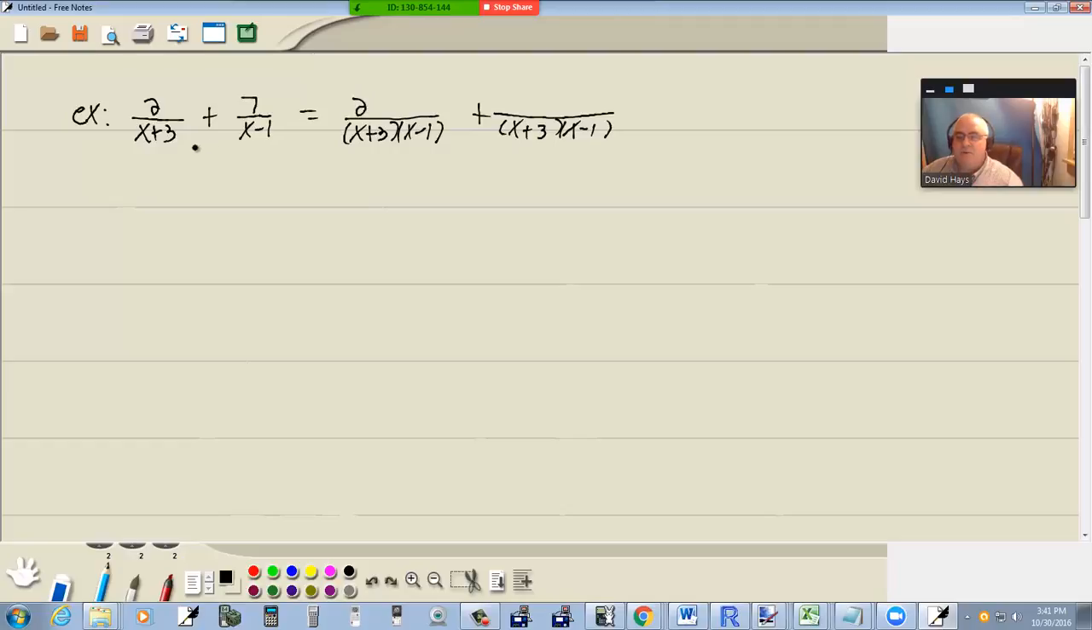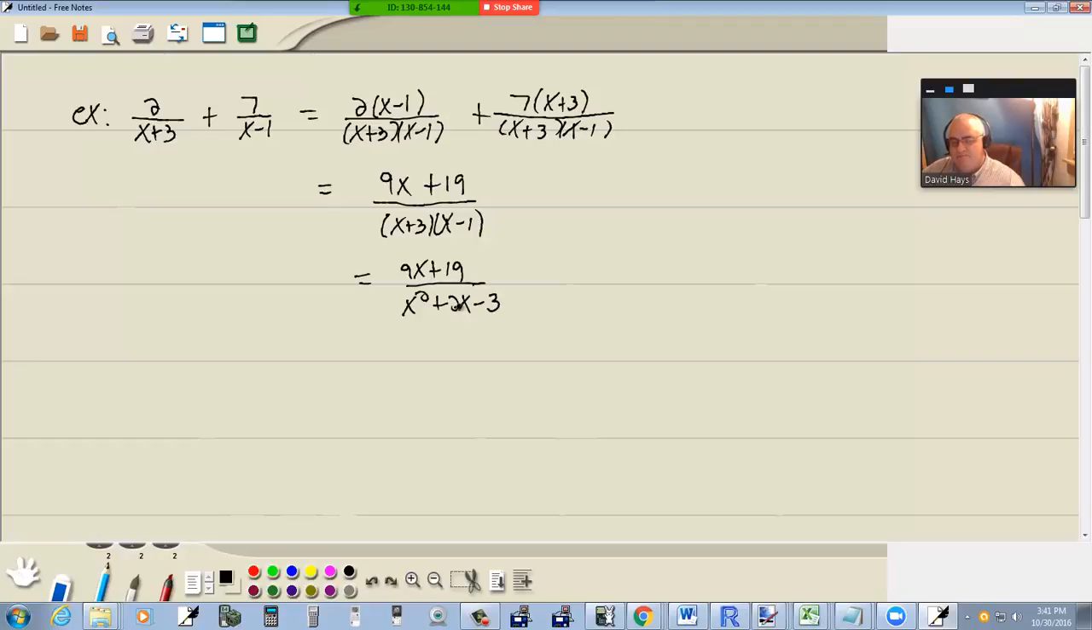Now here we had a 2, and we multiplied the bottom part by x minus 1, so we multiplied the top part by x minus 1. Here we multiply the bottom part by x plus 3, so we multiply the top part by x plus 3. And I won't go through all the specifics, but we end up with 9x plus 21 minus 2 is 19 over x plus 3, x minus 1, which is also 9x plus 19 over x squared plus 2x minus 3.